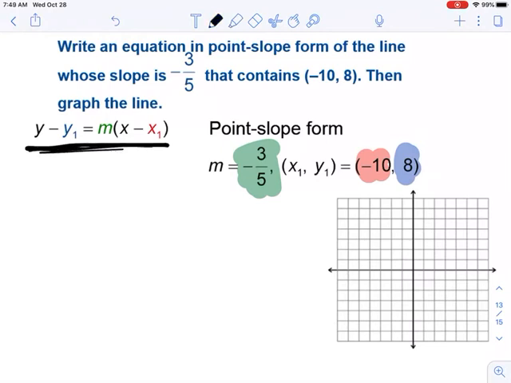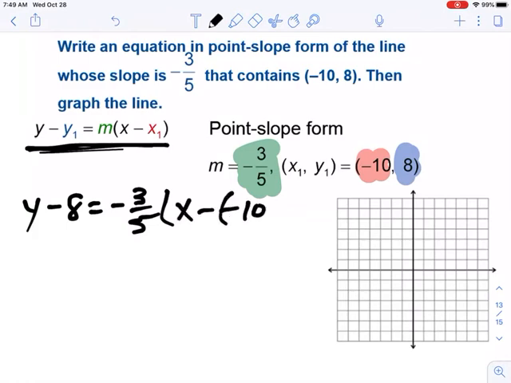The black stays black, so we're going to go y minus the blue number, the y number, which is 8, equals negative 3/5, that's the m, times x minus 10. That is the equation written in point slope form. Then it says to graph it.